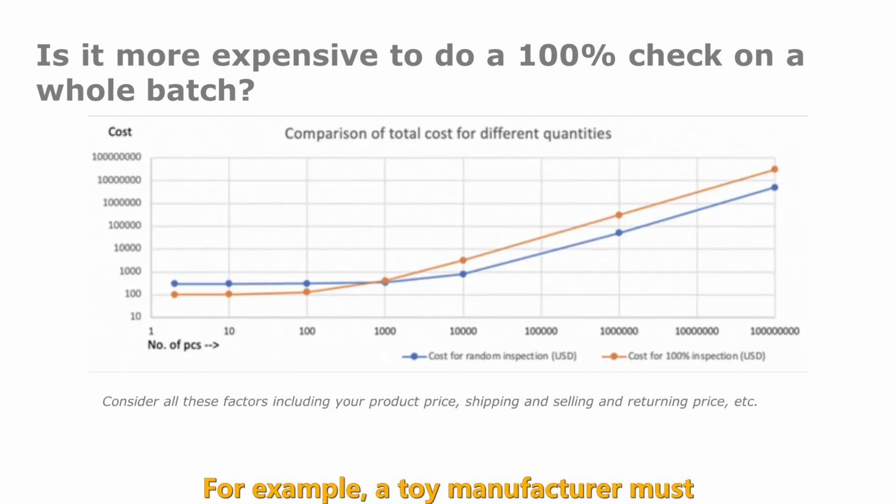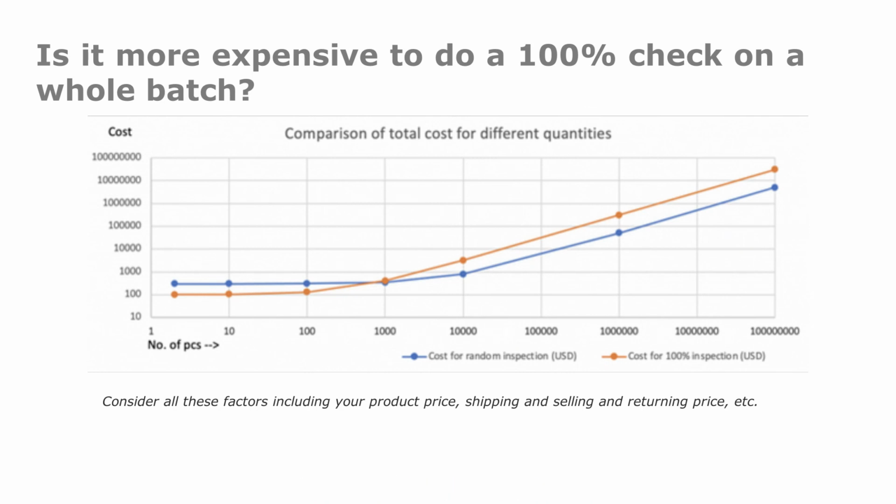For example, a toy manufacturer must pay about $40 in processing costs and FedEx fees whenever one screw is found missing when the end user is assembling the toy. And that's without mentioning the bad will it generates. So this figure here just shows you a direct comparison of the total cost for different quantities with random inspection and 100% inspection. It did not take into consideration all the other factors, so it's not really a fair comparison here.